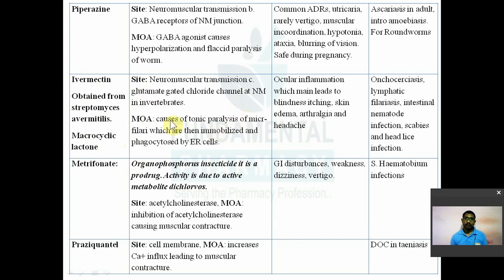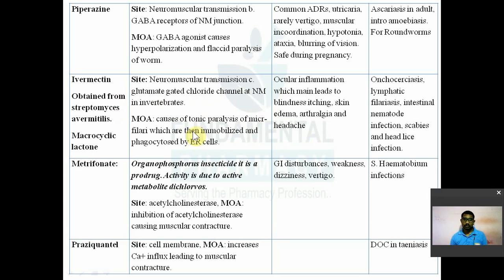Invertebrate मतलब क्या? अपन क्या है? इंसान क्या है? वर्टिब्रेट्स. तो इनवर्टिब्रेट्स मतलब क्या? कि जिसमें वर्टिबल कॉलम नहीं है. तो कौन आता है जिसको वर्टिबल कॉलम नहीं है? वही वर्म्स वगैरह, जर्म्स वगैरह, वही आता है. It will affect the neuromuscular transmission as well as glutamate gated chloride channel at the neuromuscular junction of worms or parasites.